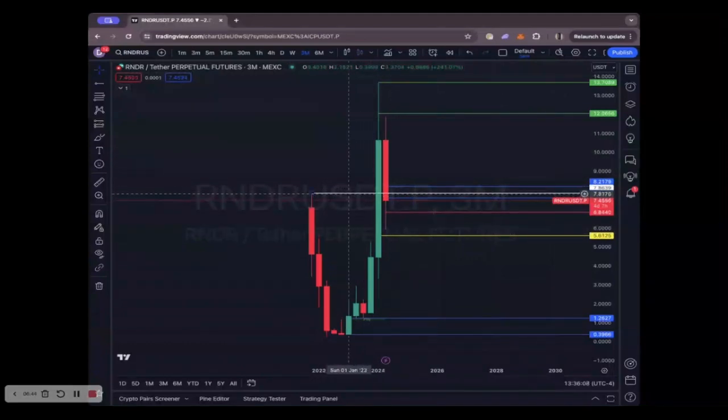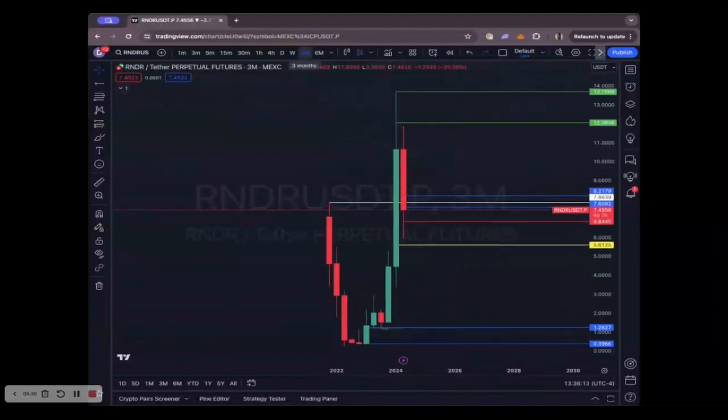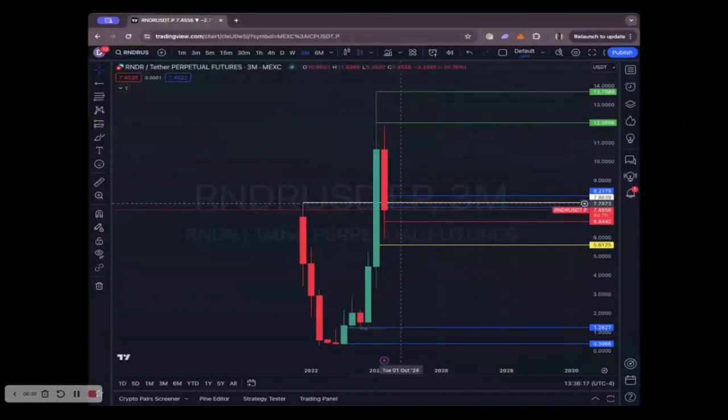We need to close the next 4 days. So yeah, here's for me the 3-month closure. The monthly closure is coming up very soon for everything. But Render specifically, this is its opening range. If we close back in opening range, this is going to be super bearish.